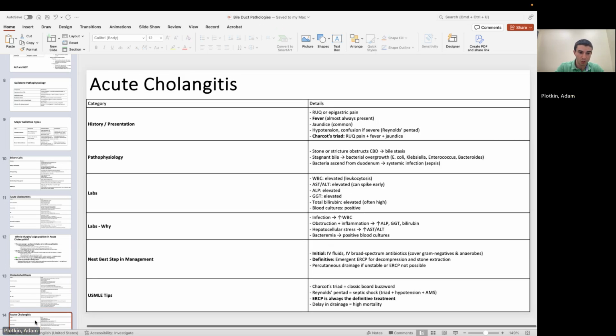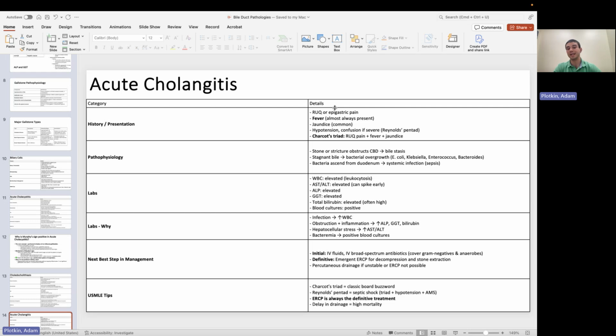All right. Acute cholangitis. So again, we're going to see right upper quadrant or epigastric pain. Fever is almost always present because we've got an underlying infection. Jaundice is very common. We could see hypotension and confusion if severe. So that's Reynolds pentad. And then Charcot's triad is right upper quadrant pain, fever, and jaundice.